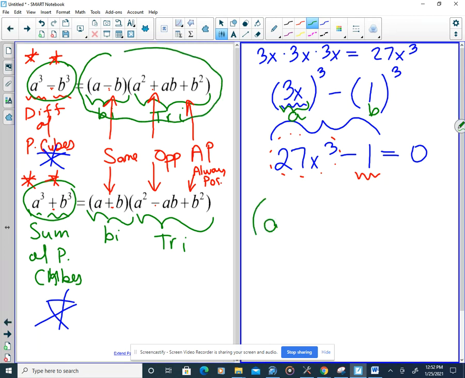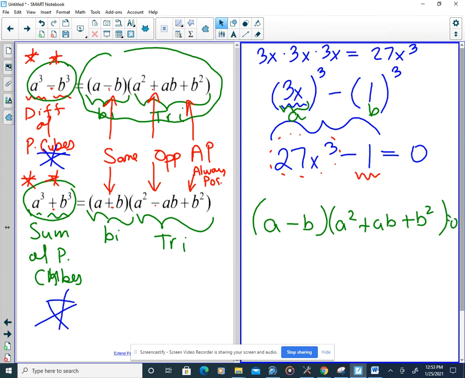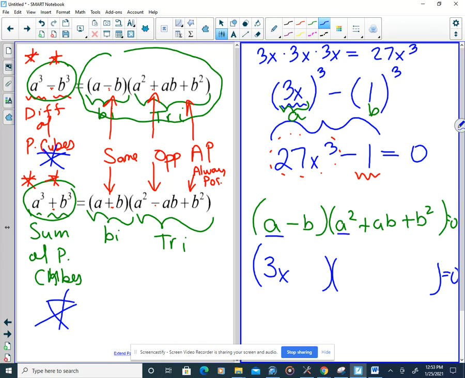So we're going to have A minus B times A squared plus AB plus B squared is equal to 0. What is our A? A is 3x. So wherever you see an A, you're going to put 3x. All right? So here's an A. Here's an A squared. What's another way to think about A squared? Well, that's A times A. So what is 3x times 3x? That's 9x squared.